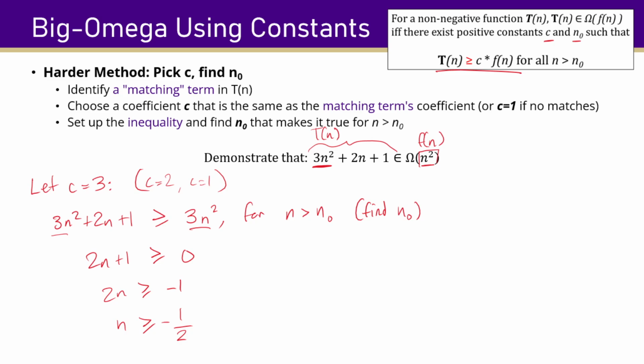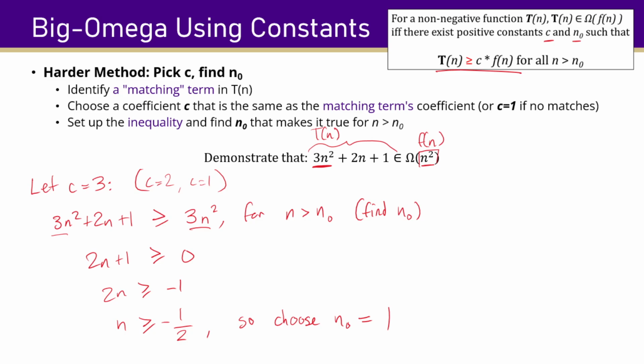when n is, well, greater than or equal to negative 1/2, right? So we can choose our n naught to be 1, right? Because 1 is, of course, greater than negative 1/2. So any n that's bigger than that will satisfy this inequality.